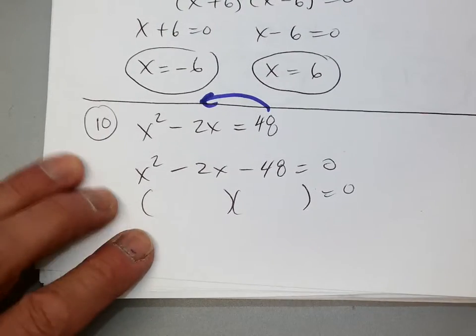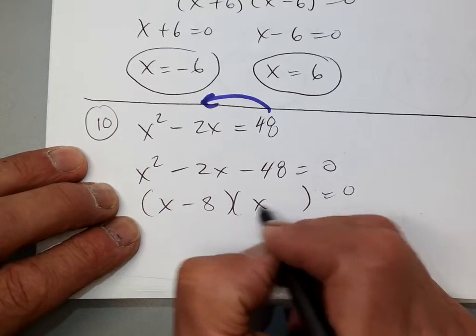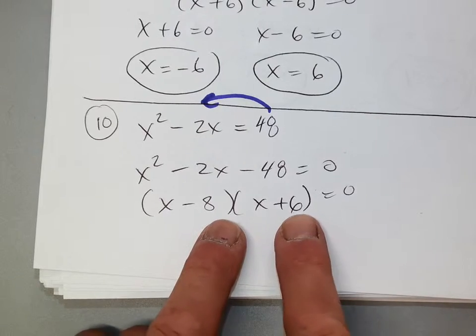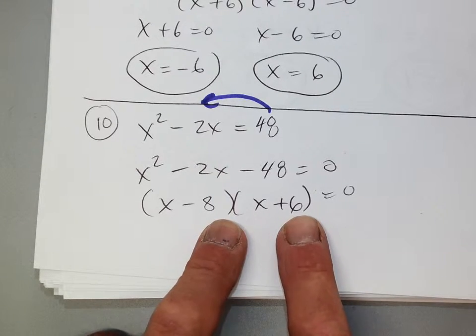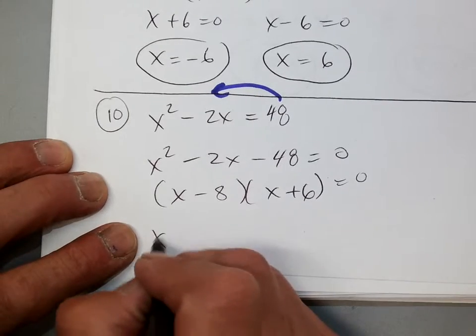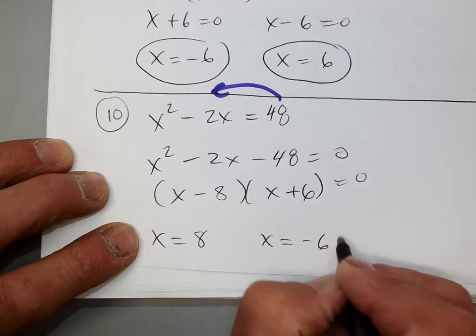How about a negative 8 and a positive 6? Would you agree with that? Because they'll multiply to make negative 48, but they add to make negative 2, right? If I did my mini equations, x is equal to 8 and x is equal to negative 6.